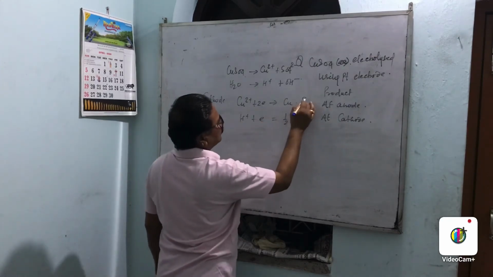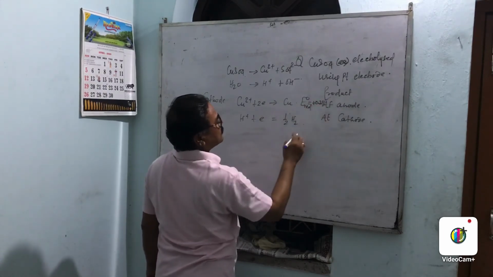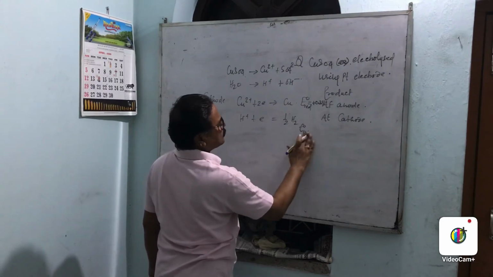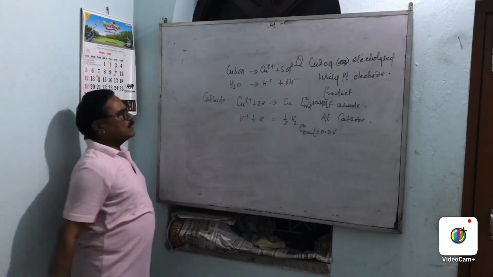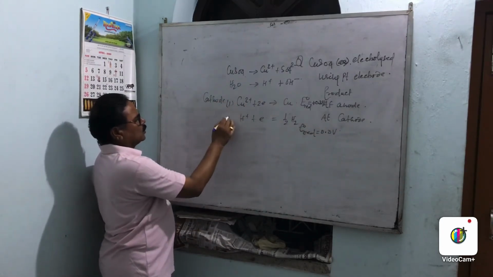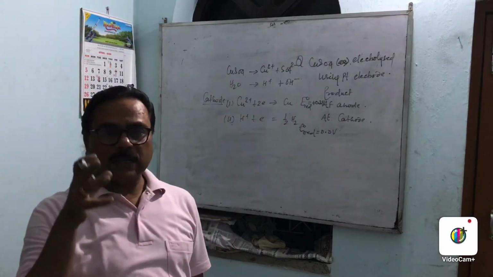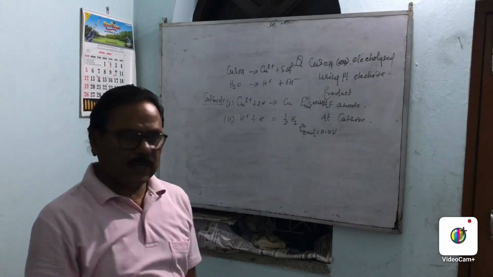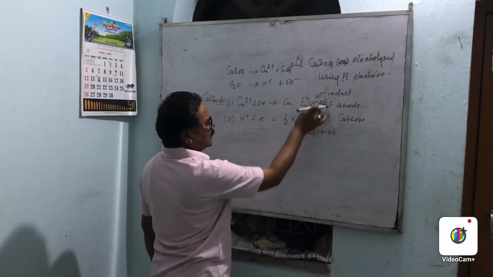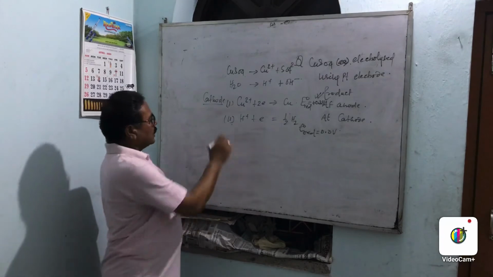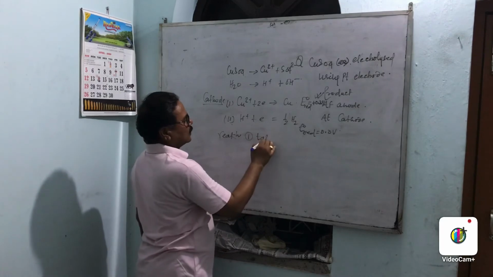Its reduction potential value is known, that is plus 0.34 volt. And this is H plus to H2, no need to write, reduction potential is 0.0 volt. So there is a competition between the two reactions to take place at the cathode. Our concept: cathodic reaction with higher reduction potential value. Which of these two values is higher? Obviously 0.34 is higher. So reaction 1 takes place at the cathode.